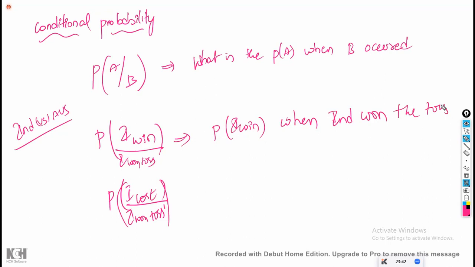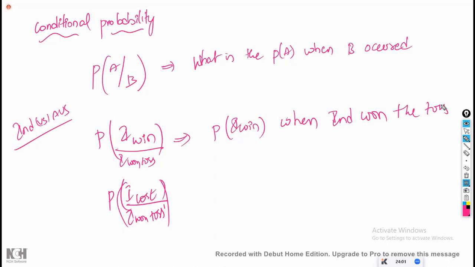You are not calculating when India loses the toss. For example, the toss is opposite and it has lost the toss. So you're not calculating that probability. You are calculating only the probability of India winning when India has won the toss.